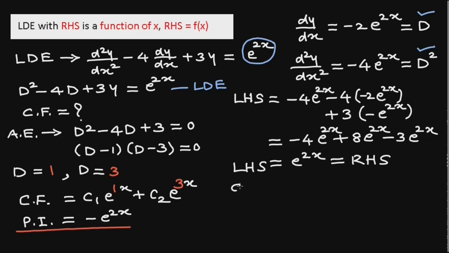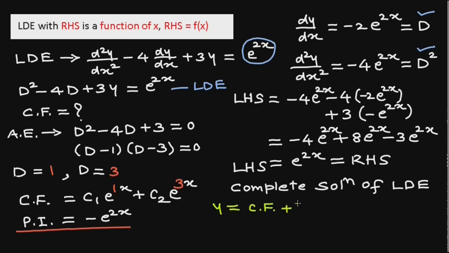Now the complete solution of this LDE, y equals complementary function plus particular integral, which is y equals c1 e raised to x plus c2 e raised to 3x plus the particular integral minus e raised to 2x.